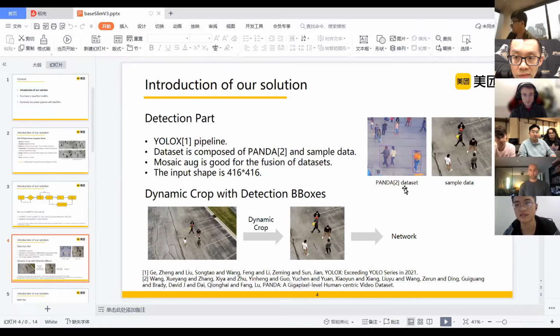Panda dataset is from Tsinghua University, and it is a very large dataset, with videos from cameras, like the UAV. It's a wide angle camera that is fixed, maybe on some buildings for surveillance. Oh, okay, surveillance camera. I see. That makes sense. Thank you.